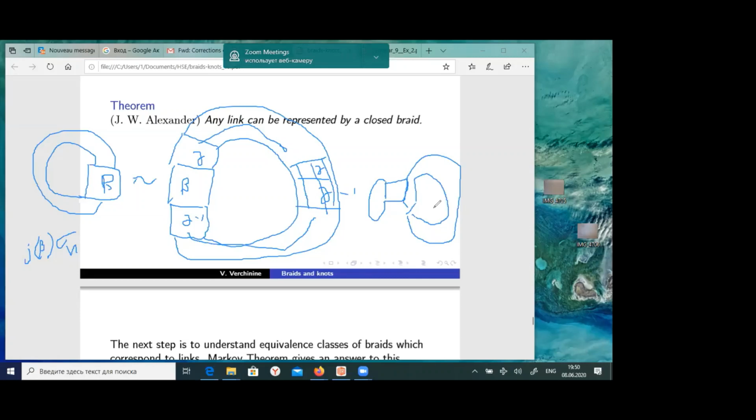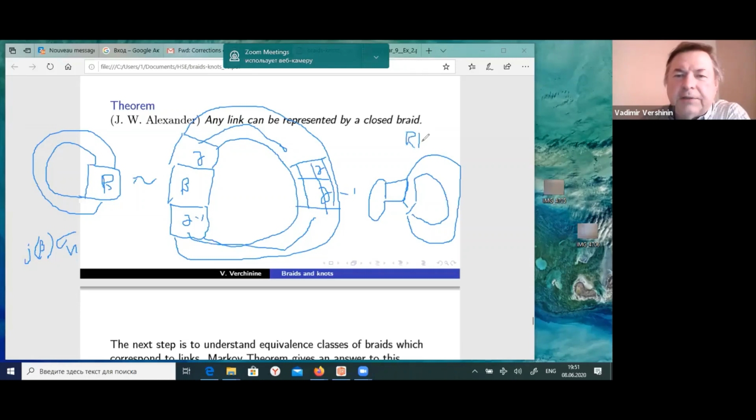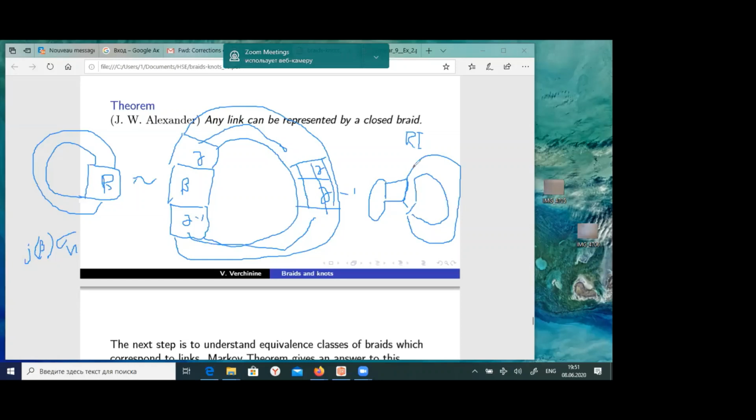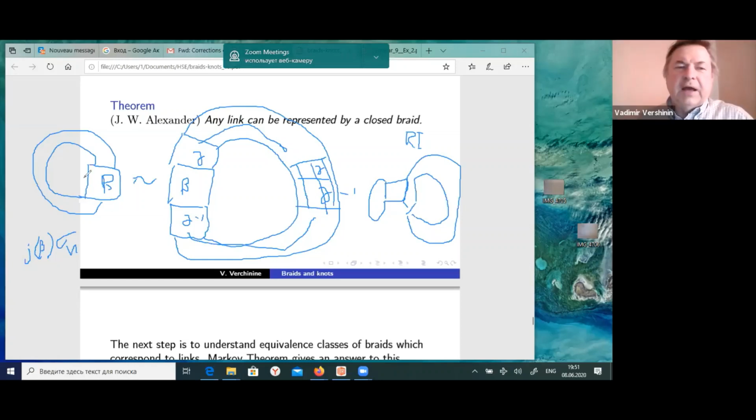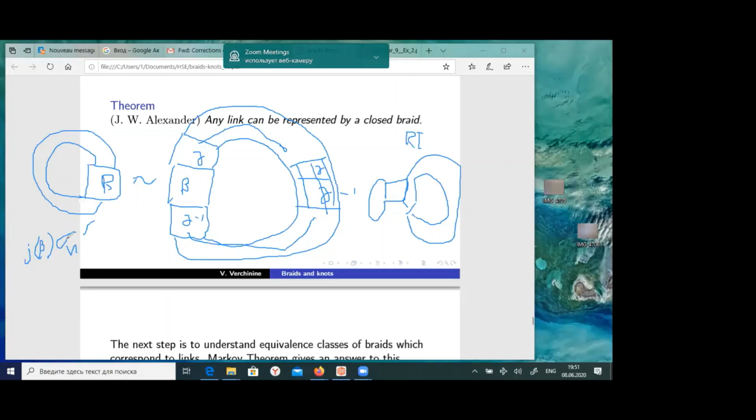This is Reidemeister 1. Yes, our forgotten Reidemeister 1, which was not applicable to braids. But when we go to knots, you should apply it. And that's why you have the same. So these are the same: the closure of beta and the closure of beta times sigma n. This is the second Markov move.